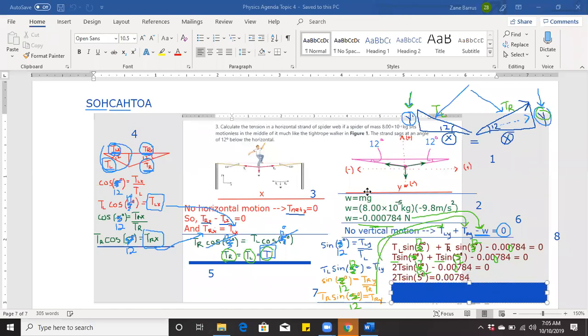Which means that 2 times the sine of 12 degrees should give us 0.000784. Okay, and then I'm going to divide the 2 over to get the sine of 12 degrees should equal whatever 0.000784 divided by 2 was. And it looks like when I did this for you last night, at this point I multiplied the 2 and the sine of 12 degrees together to get a value that I could put in front of t and then divide over. But because I got mixed up with the tightrope walker and the spider, I need to change that to 12.